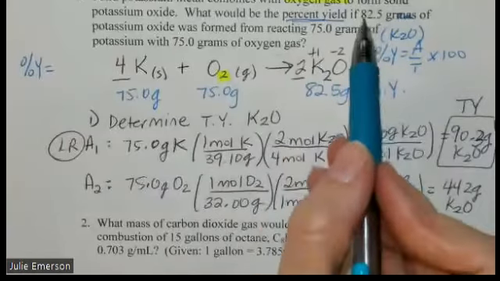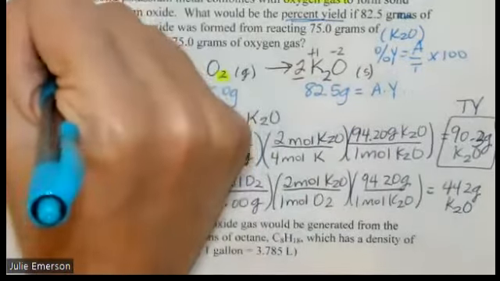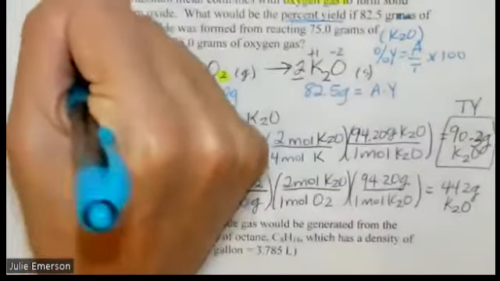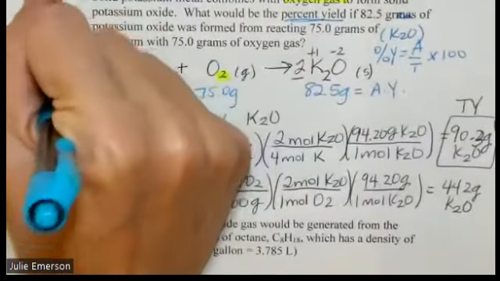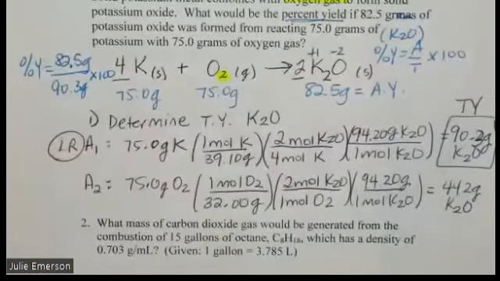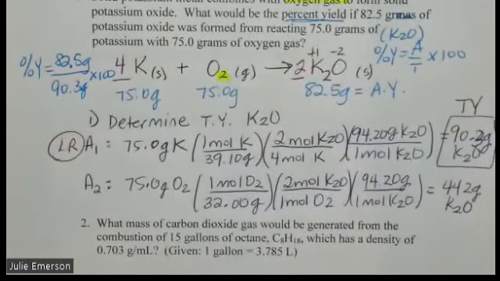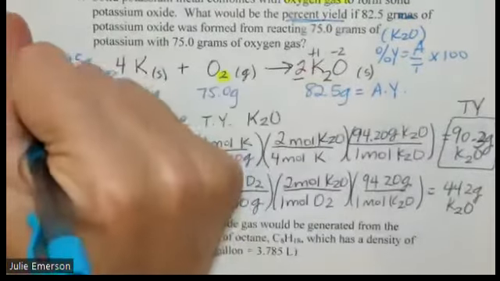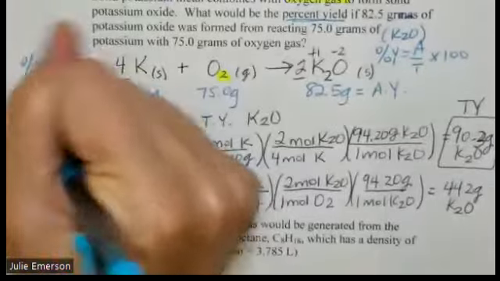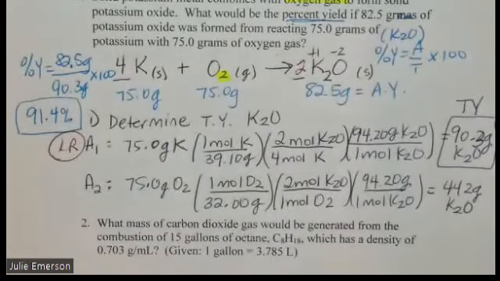Based on the question, the actual yield was 82.5. So I'm going to take the 82.5 grams of potassium oxide actual divided by the 90.3 grams theoretical times 100. I'm going to keep my sig figs at 3. And what I get here is a 91.4% yield. All right, so after all that, we were able to figure out the percent yield, 91.4%.